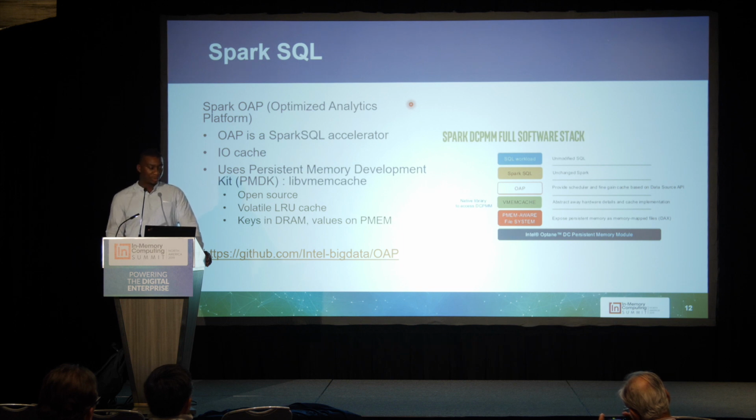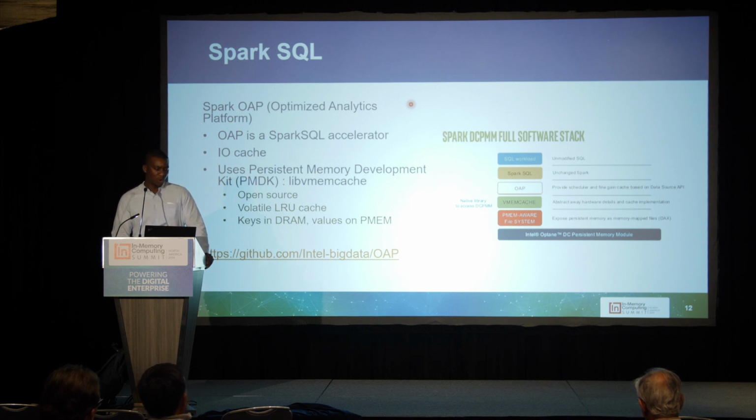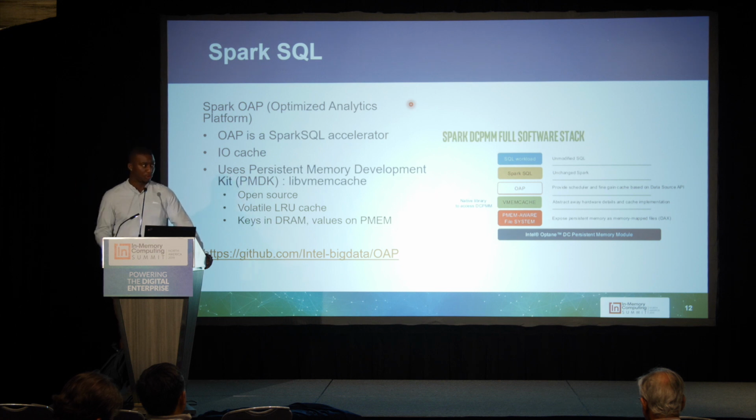This is another example of a cache. There is a project called Spark OAP, which is an optimized analytics package. It's essentially an accelerator for Spark SQL, and it was built by some folks at Intel. In it, there's an I/O cache for which they decided to use the Persistent Memory Development Kit, PMDK. And in that kit, they decided to use a library called libvmemcache. First of all, PMDK is a suite of libraries that helps you with your persistent memory needs.